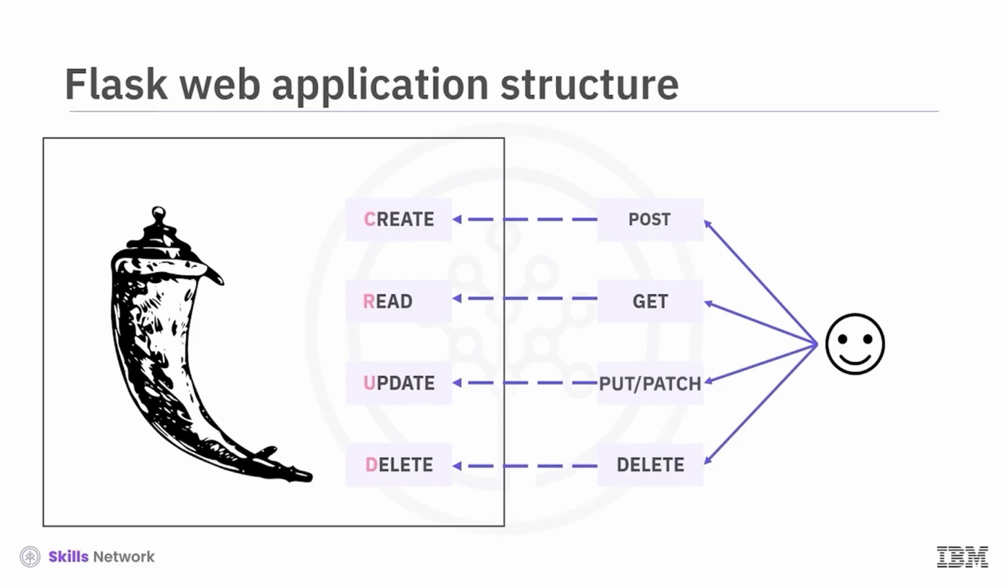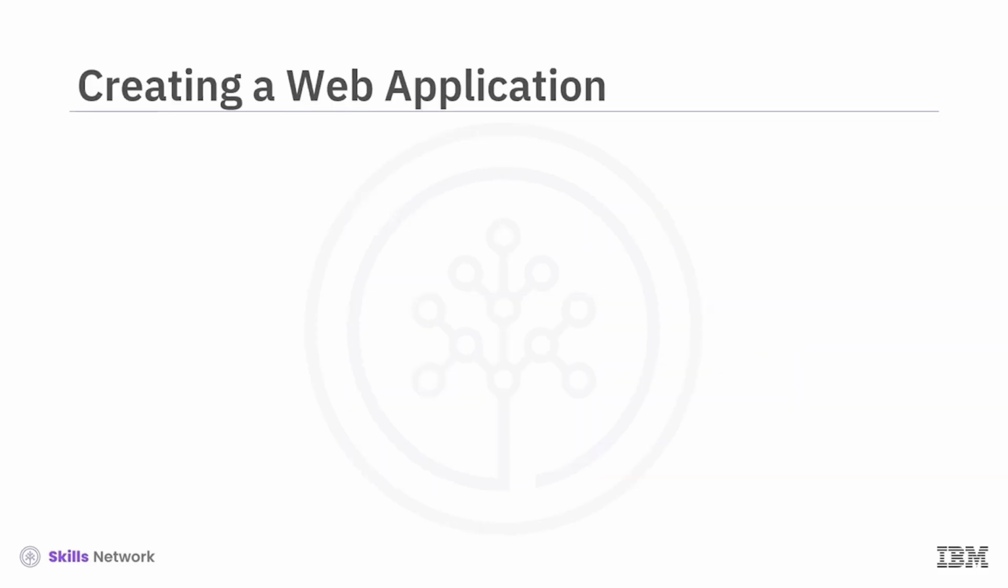Another video explains the post, put, and get requests in detail. Next, let's look at how to create a web application with Flask. The first step is to install the Flask package using pip, the standard package manager for Python. Like all other packages, you can use the command pip install Flask, which will get the most current version of Flask. The Flask package is installed, and you are all set to create the web application.